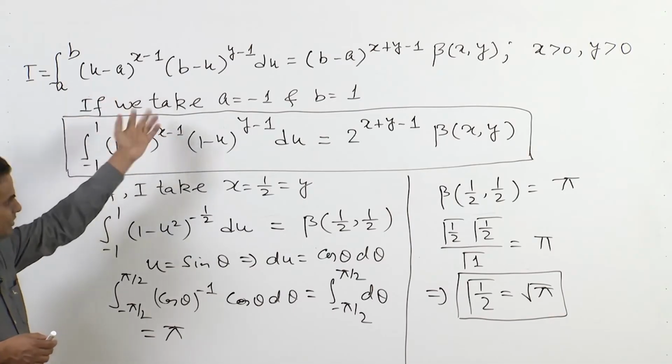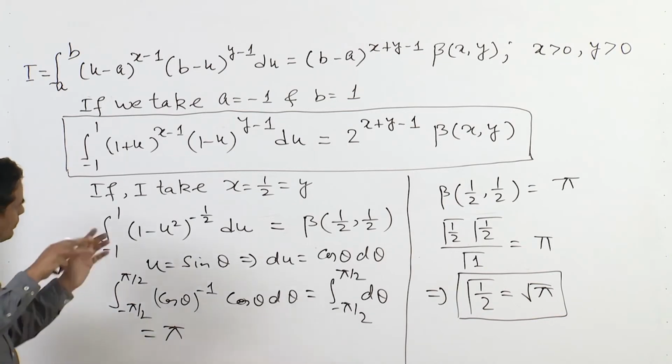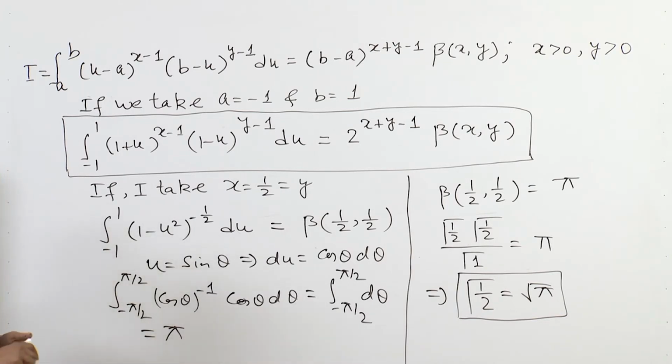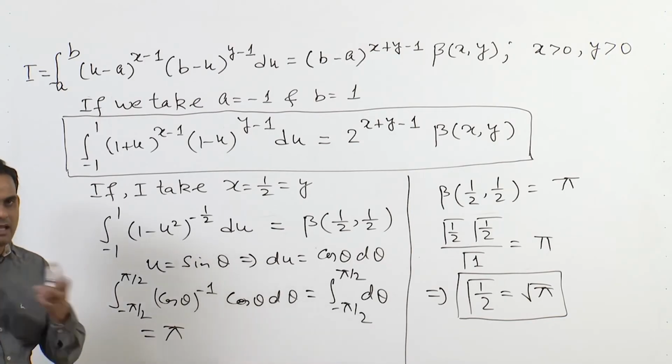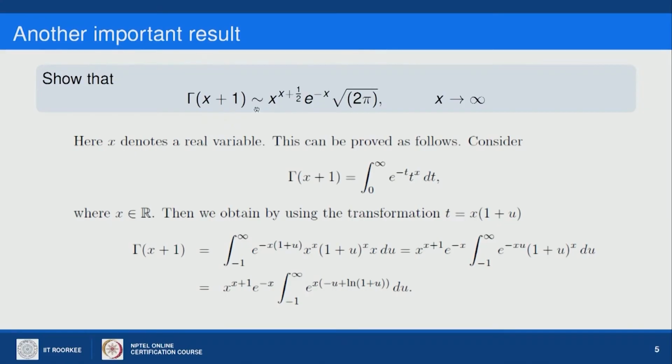Hence, we can use this formula in many ways to evaluate definite integrals by substituting the appropriate values for x, y and a, b. Okay, so now we will see one more important result, that is gamma x plus 1 approximately equals x raised to power x plus 1 by 2, e raised to power minus x, into square root 2 pi, when x tends to infinity. It means this relation is true for large values of x, not for small values of x.